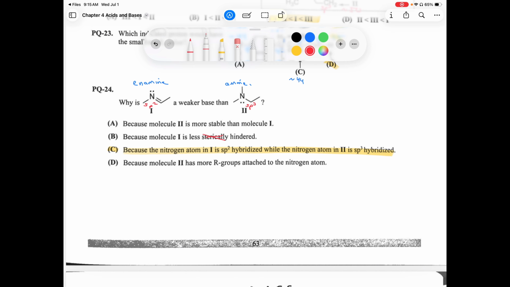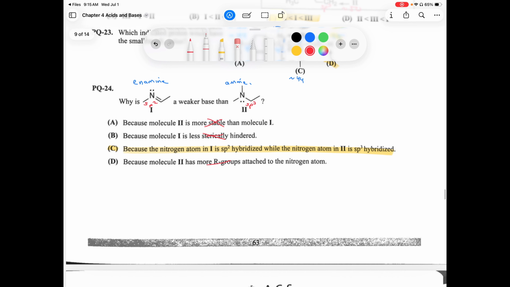It's not really based off of stability because they're both stable, and because molecule 2 has more R groups, it's got nothing to do with that. R groups actually donate electron density based off of hyperconjugation, and it doesn't have more R groups on it.